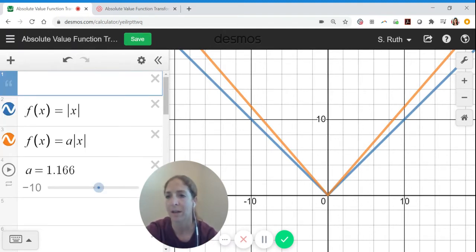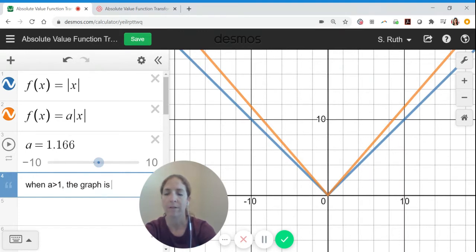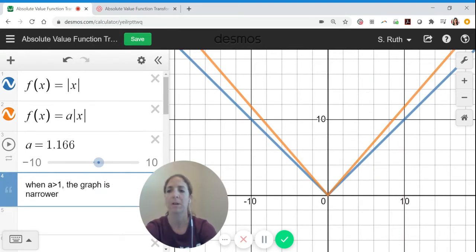And it can feel like a lot to comment on all at once, so let's start writing some notes. When A is greater than 1, the graph is narrower. I'm going to use the words narrower and wider just to make it easy.